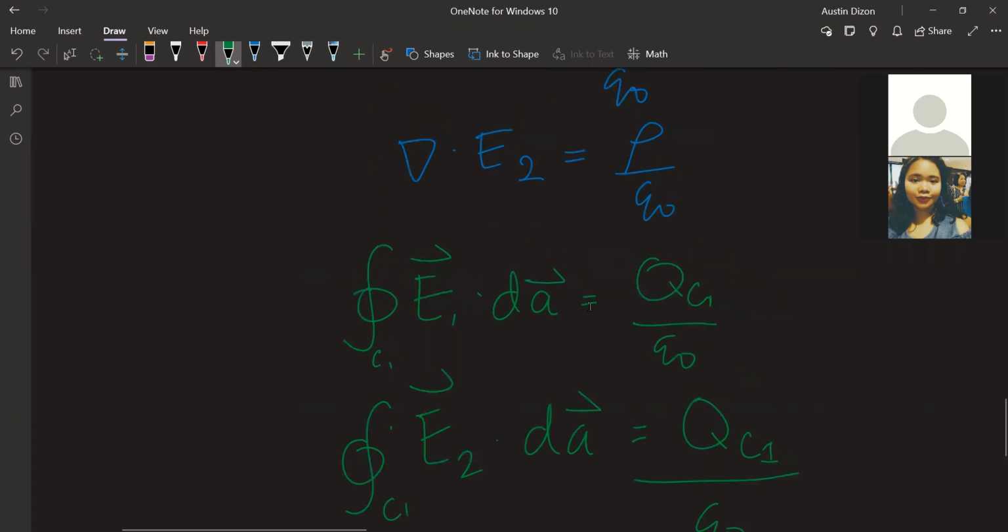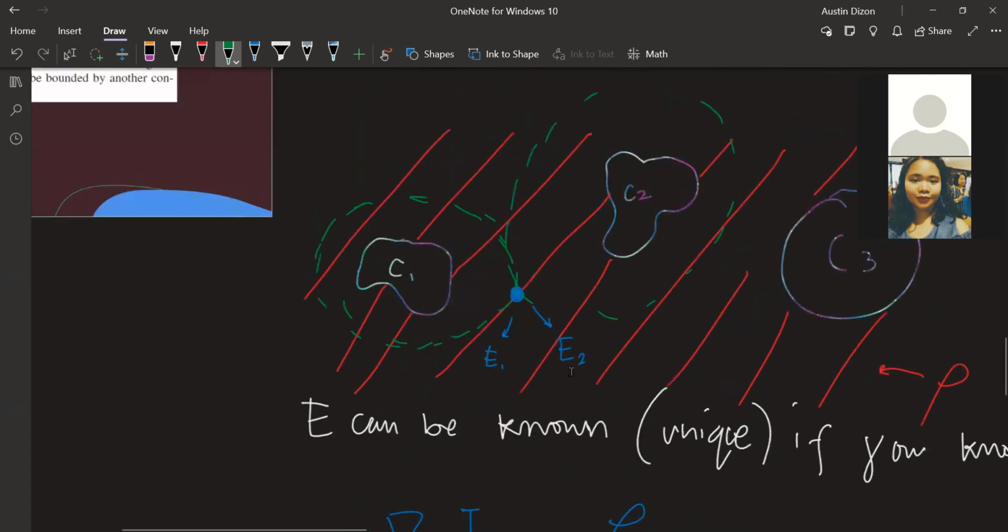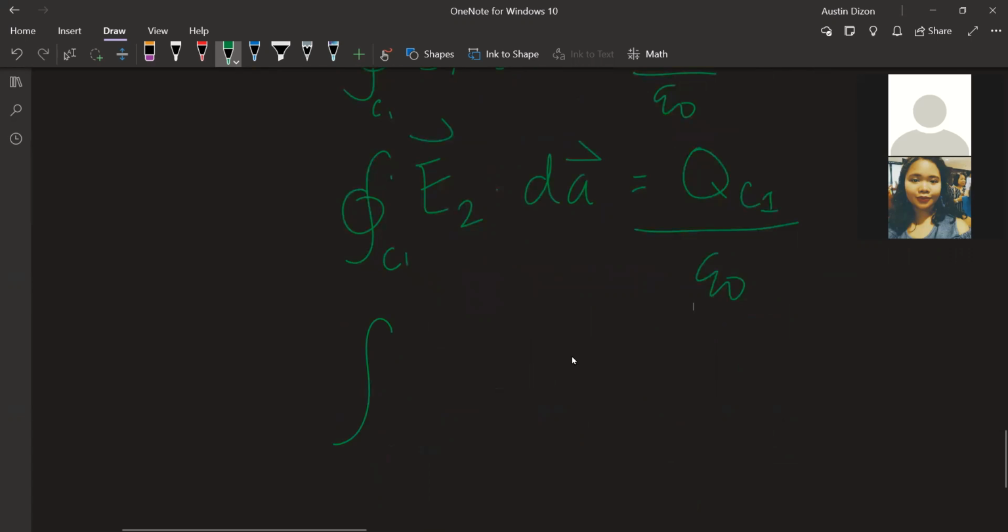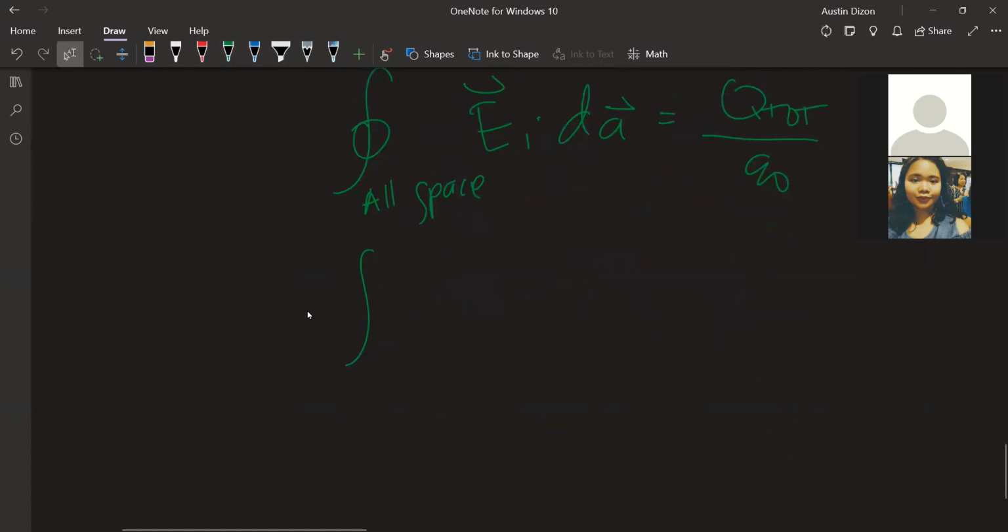And then, I can expand things. No? I can expand things na all space. Kunwari, matindi talaga ako mag-Gauss's law. I can do this, E1, such that Q total. Okay? And another one, for the solution, E2. Okay? So I'm trying to disprove na hindi unique yung sagot. And this is Q total.